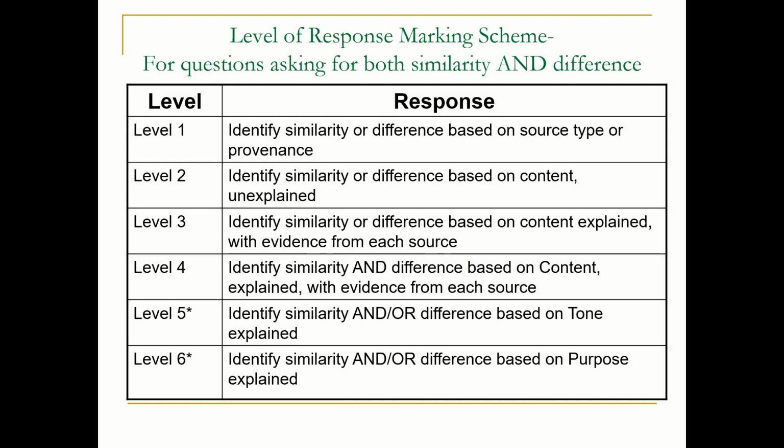So for example, if the question is asking for both similarity and difference, similarly, don't worry too much about which level your answer is. Just make sure that you are able to do basic comparison of content at the most minimal level, because this should be something that you can do. Similarly for tone or purpose, you realize the asterisk here. It really depends on the source. Levels of marking are not rigid. It really depends on what you respond to us. So don't worry too much about which level your answer hit.